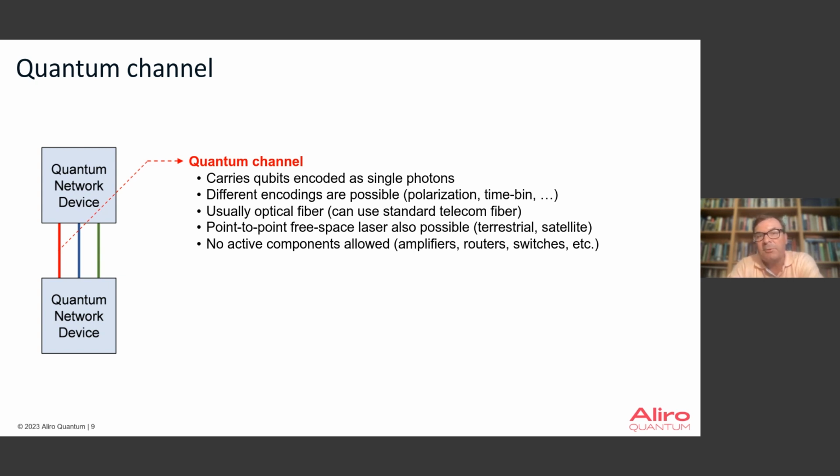It is also possible to carry the quantum channel over a free space connection. That free space connection may be a terrestrial point-to-point connection, or it may be a ground station to satellite free space connection. But either way, that free space connection must be implemented as a point-to-point laser. Radio networks such as Wi-Fi networks or cellular networks are currently not suitable for the quantum channel.